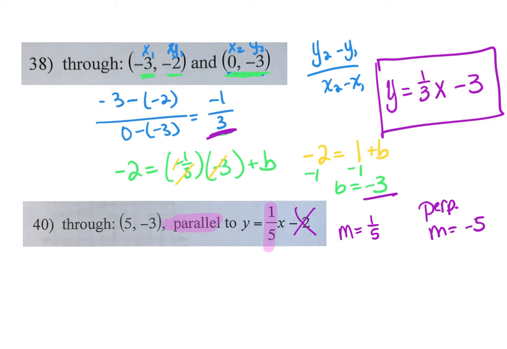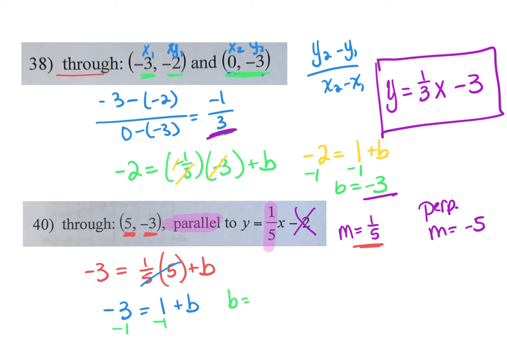You do not care about this part at all. You don't care about the -2. It does not affect you at all. You only care about the slope of that line. And so you're going to do exactly what we did up here. y, that's -3, equals m, x, that was 5, plus b. The 5s will cancel. -3 equals 1 plus b. Subtract your 1. b equals -4. So now I have my m and my b. y equals m x plus b.